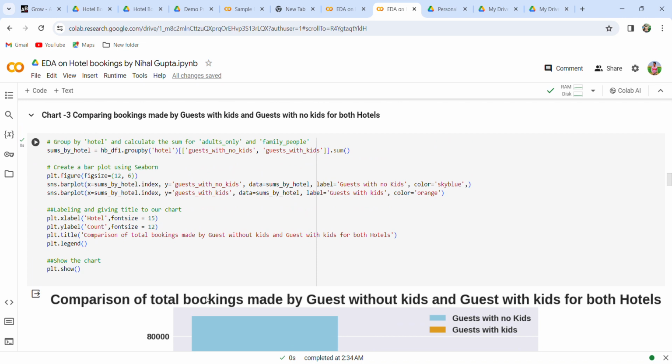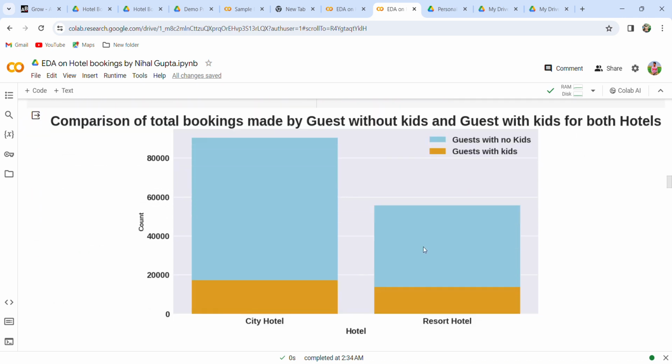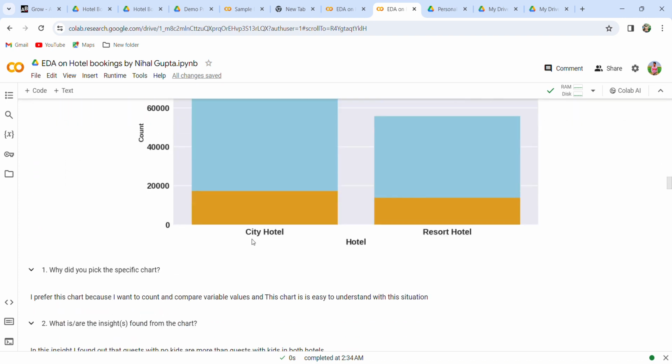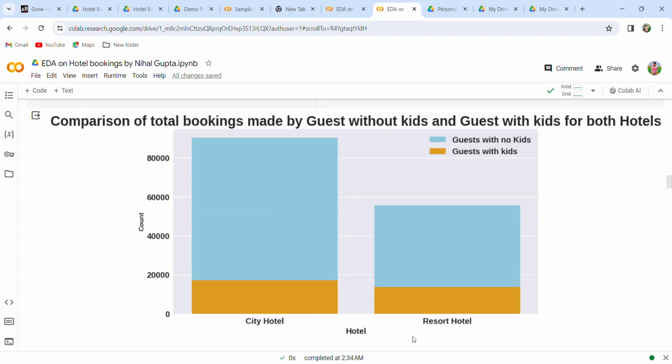So this is a bar chart, and here we are getting our value that in our resort hotel this many people have booked the hotel with kids, and this many without kids. This is the count, and from here we can analyze that in the city hotel there are more bookings than the resort hotel.